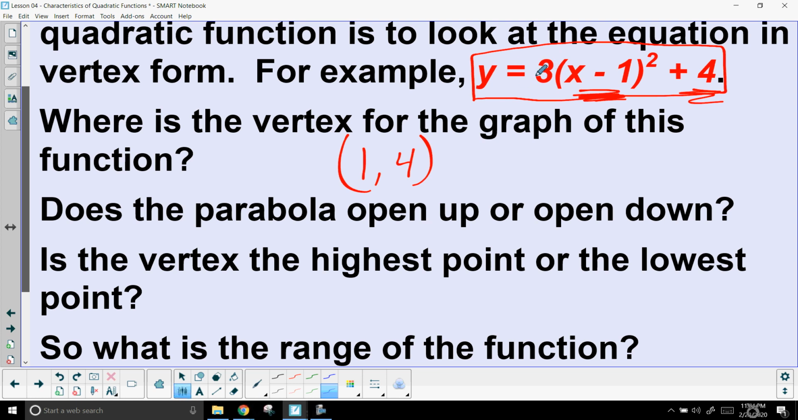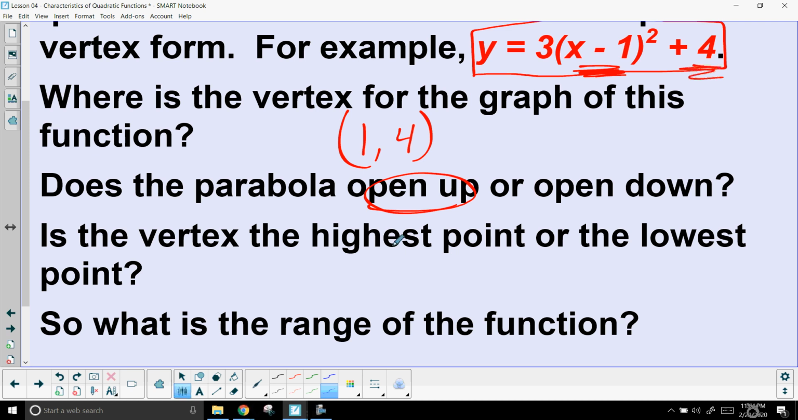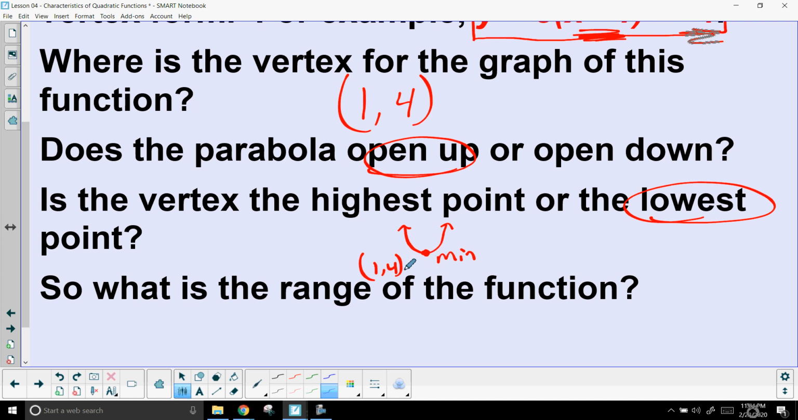Is the vertex the highest point or the lowest point? Since it's opening up, here's a quick picture. The vertex is going to be the lowest point. The min. Okay, 1, 4. Now, since it's the minimum, what's the range going to be? Well, 4 is going to be the minimum here. And then it's going to be bracket 4 to infinity. Again, range. Please don't confuse this R with the double-backbone R.